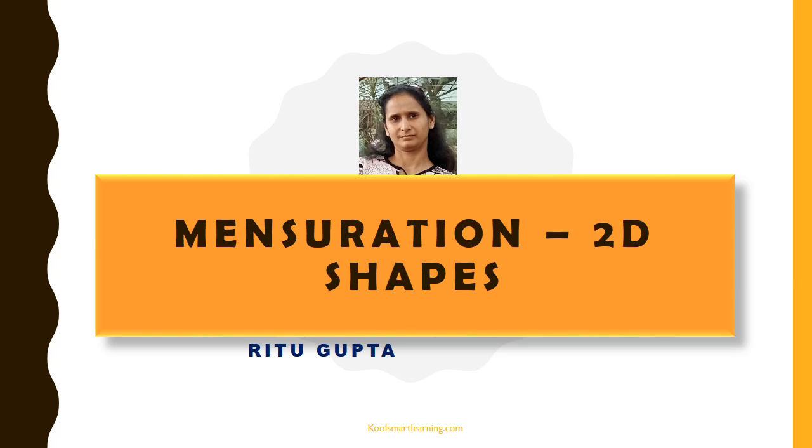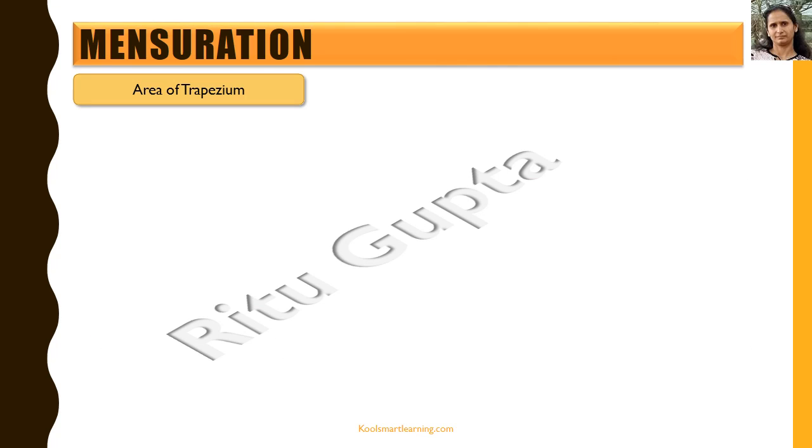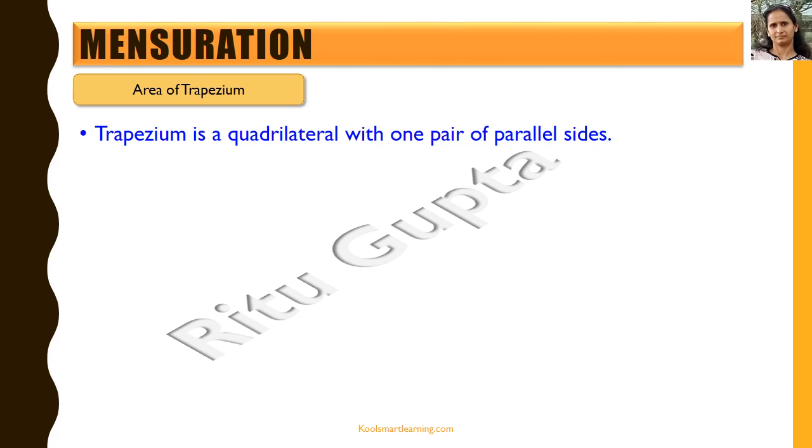Friends, here we'll be talking about some more 2D shapes like trapezium, rhombus, etc. So let's first see how do we find out the area of a trapezium. First of all, let's understand what is a trapezium.